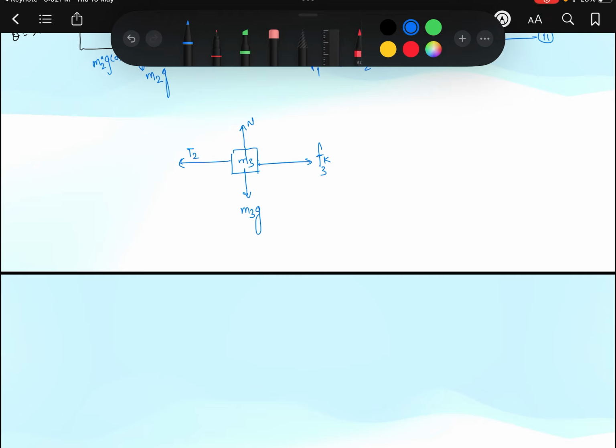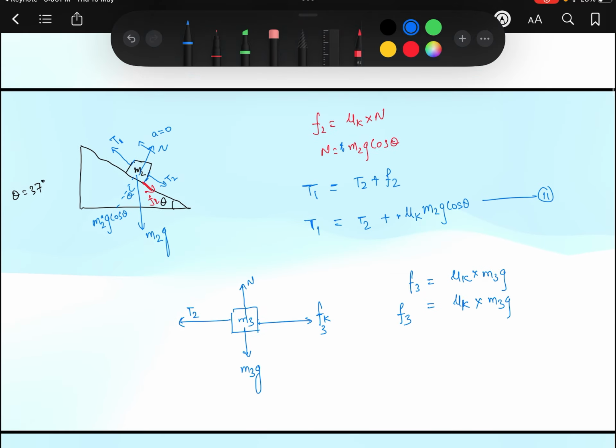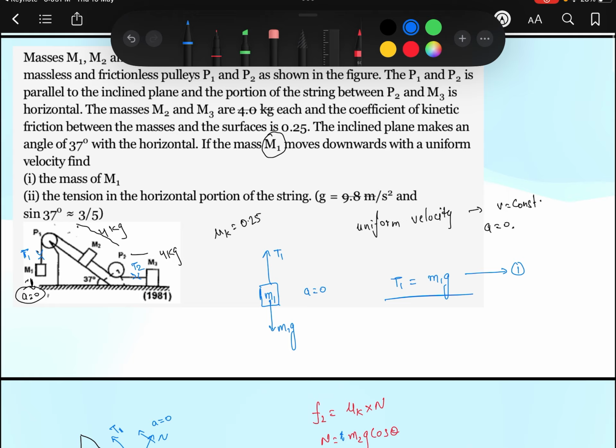So here the value of F3 will be equal to what? Mu kinetic multiplied by the normal force, and the normal force is balanced by m3 into g. So mu kinetic multiplied by m3 into g. This is the friction force. So here I can substitute the values of mu k, m3 and g. Let me see here.